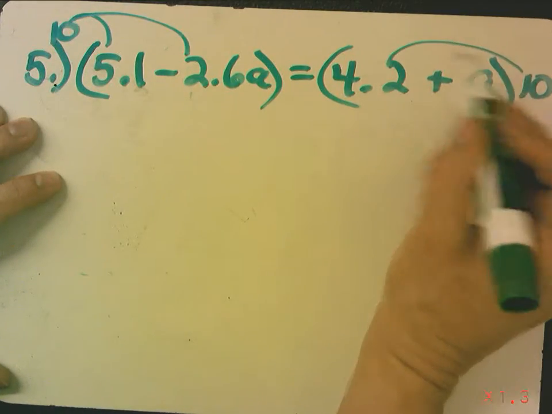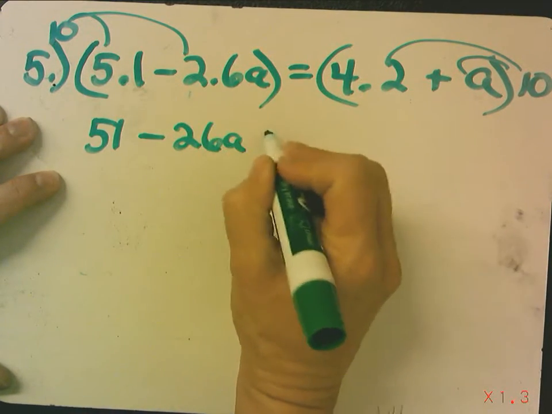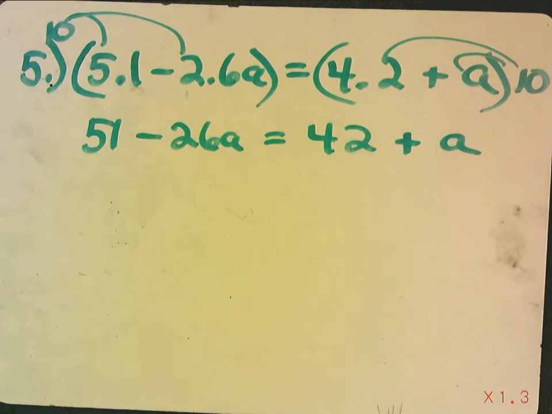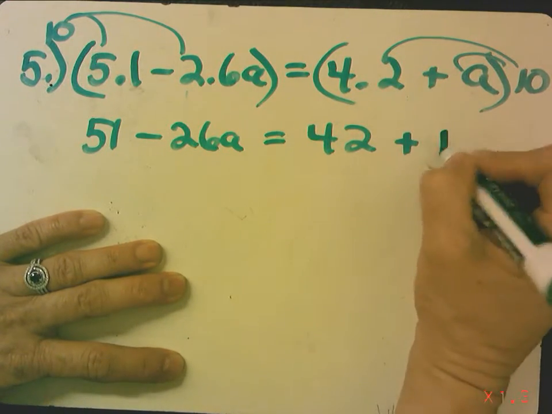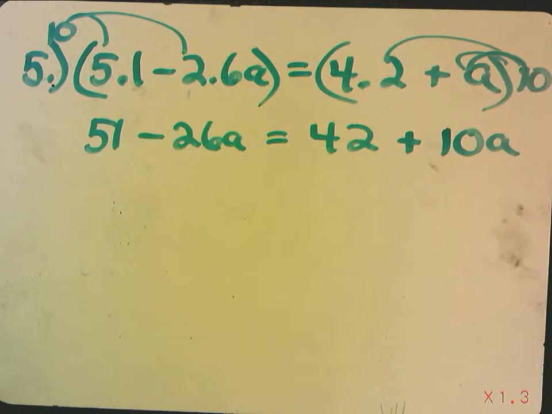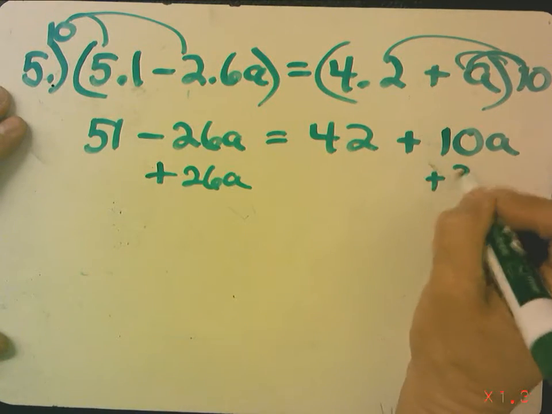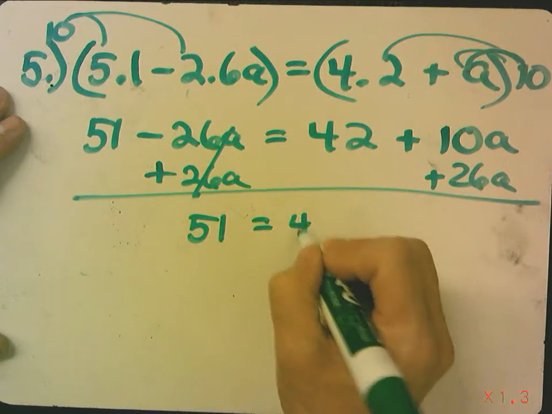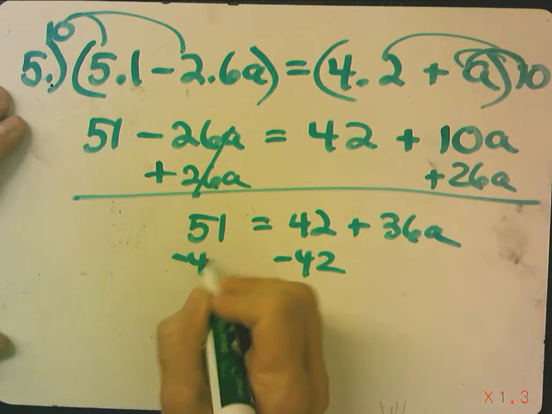Now the most common mistake here is everyone multiplies this by 10, everyone multiplies this by 10, everyone multiplies this by 10, and many of you then do this. That is wrong. I did not multiply a by 10. Even though there's no decimal there, the rules of math say you must multiply it by 10. So now I'm going to add 26a to both sides. I'm going to subtract 42 from both sides.